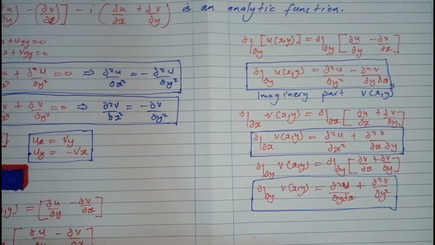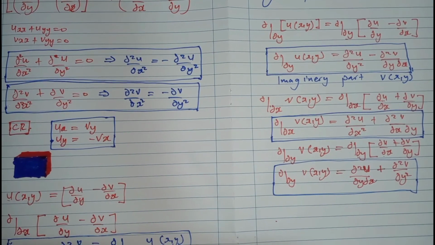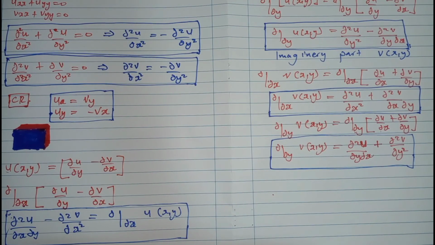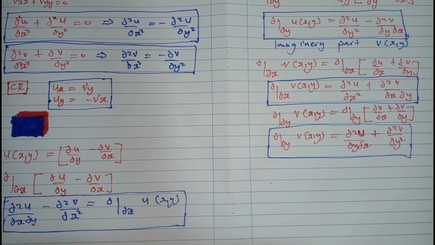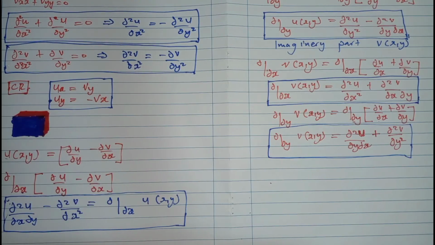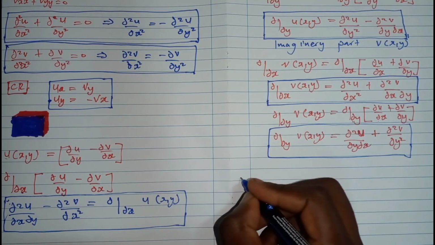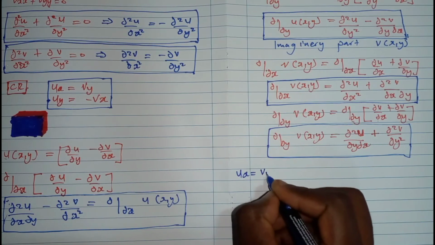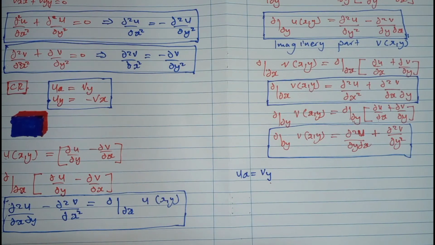Okay, so now what do we need to do? We need to see if these equations are the same. Okay, so what I'm going to do, I'm going to start with ux is equal to vy. Okay, so for ux is equal to vy, let me write it here. ux is equal to vy. Okay, and what is my ux?